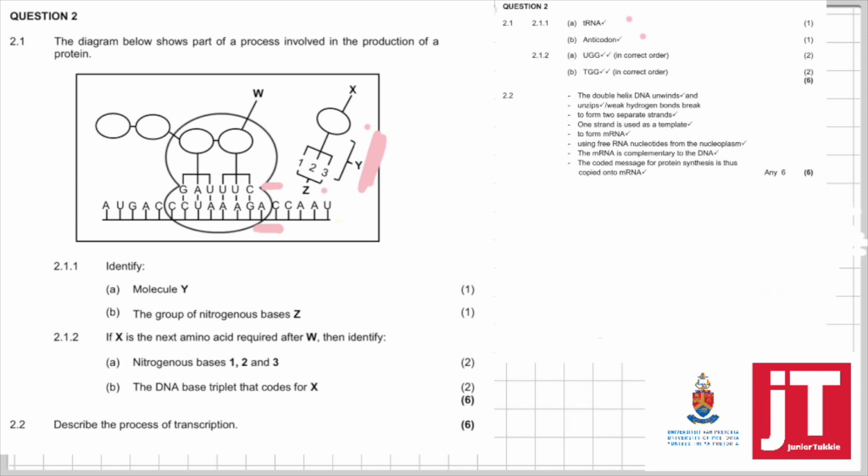So what will go opposite A? It'll be U. What will go opposite C? G, and then G. As you can see there.